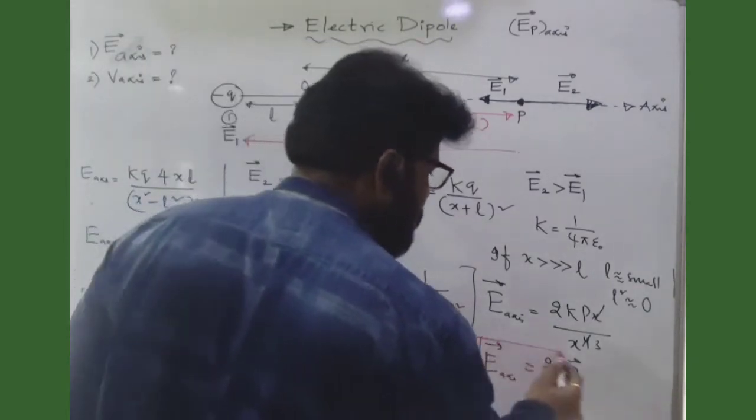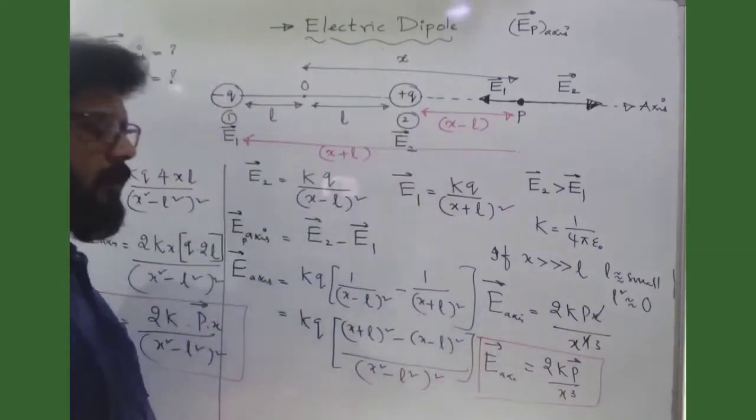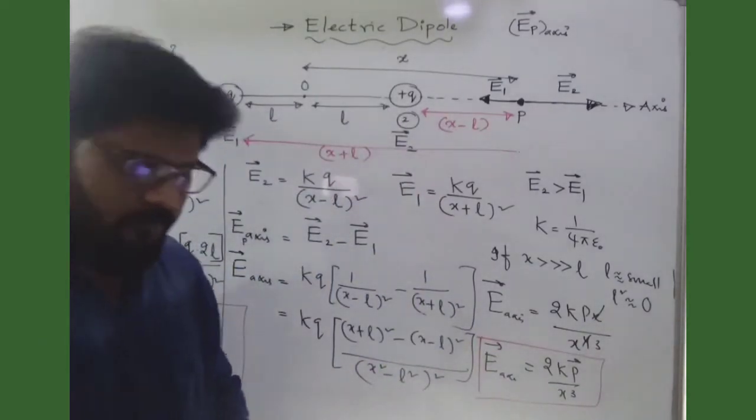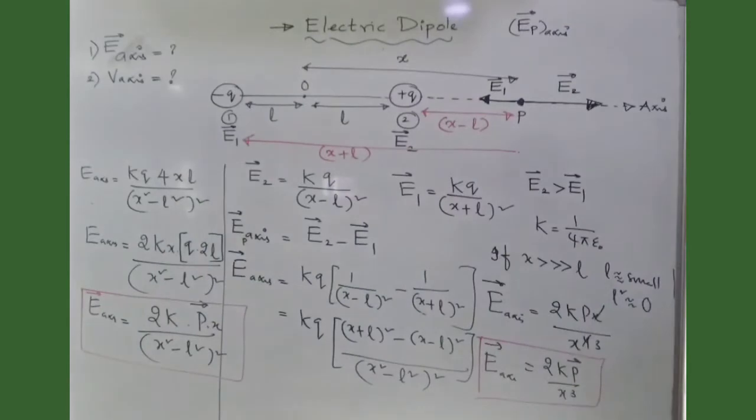Just take a screenshot, or if you have any doubt till this point, let me know. Is it clear, all of you? Yes or no, say it once. So E on the axis we got... yes, no, say it first. Okay, let's go.